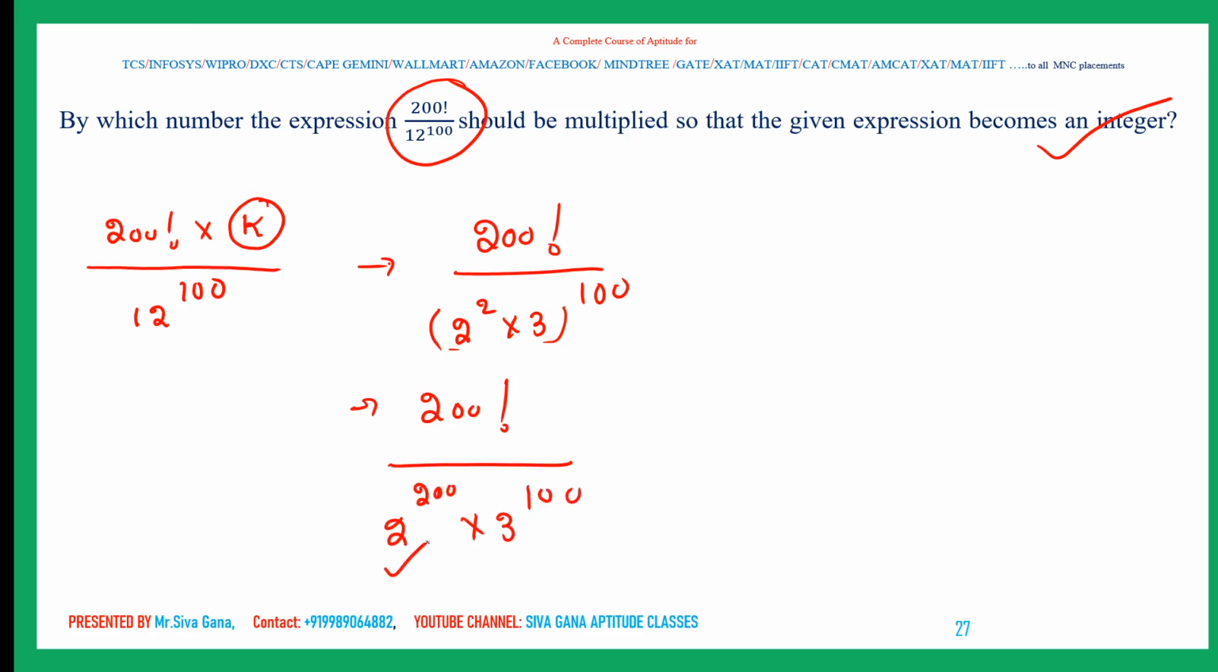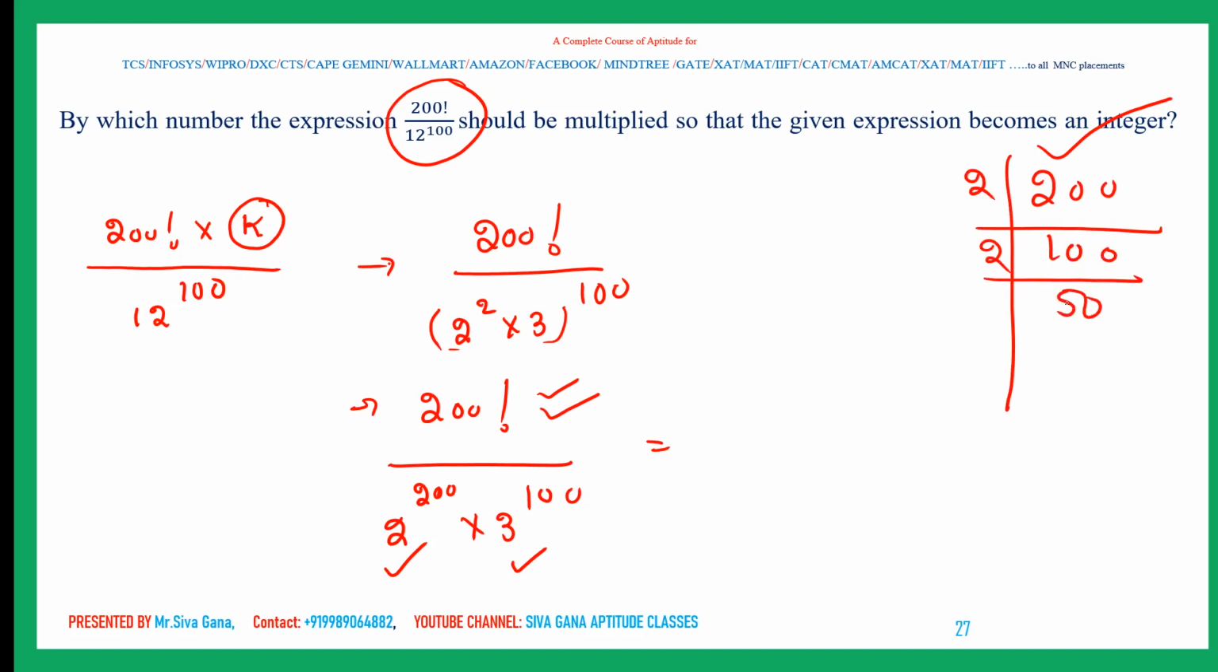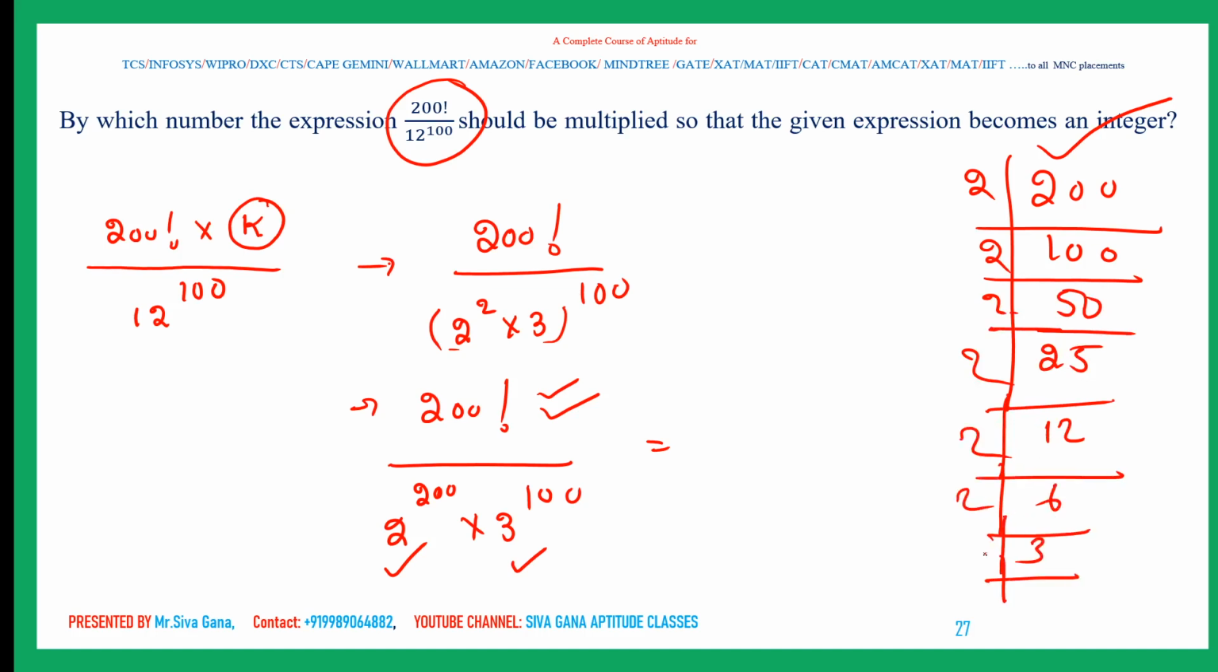So based on this 2 power and 3 power, what I am doing is finding the maximum power of 2 in 200 factorial and the maximum power of 3 in 200 factorial. First of all, I am doing that. So for the maximum power of 2 in 200 factorial, you have to do this process. 200, this is 100, next will be 50, next will be 25, next will be 12, next will be 6, next will be 3, next will be 1.